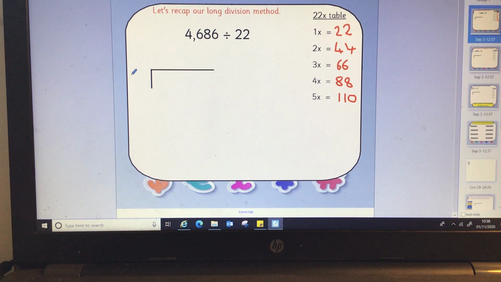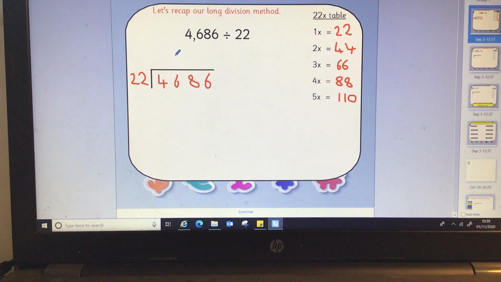So then we put our number 22 just here at the start of our bus stop, and our number that we're dividing or splitting up, 4,686, under our bus stop. Now, we can't get any lots of 22 into 4, can we? So we look at the next number across as well and think, how many lots of 22 can we get into 46? Having a look at our times table over here, how close can we get to 46 without going past it? Here, isn't it? 44, which is two lots of 22.